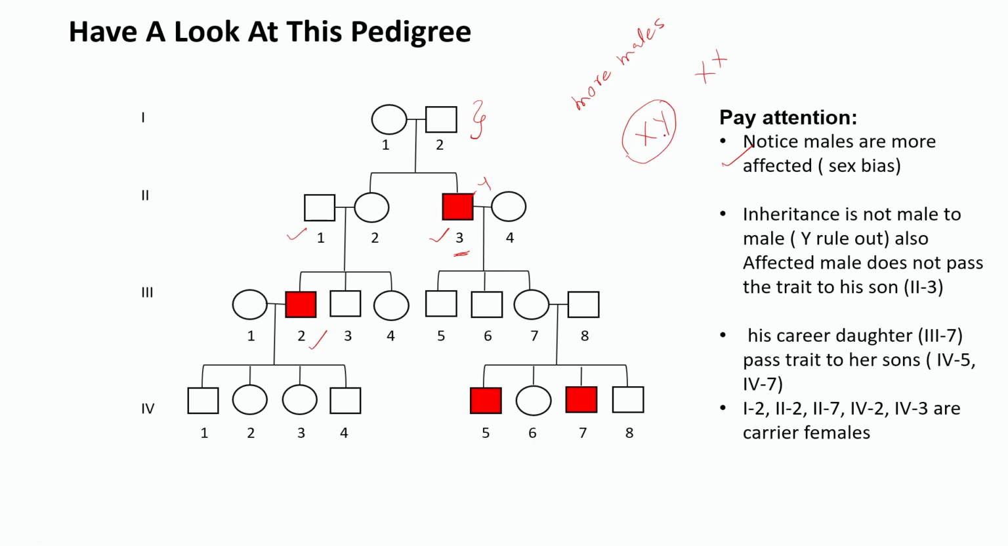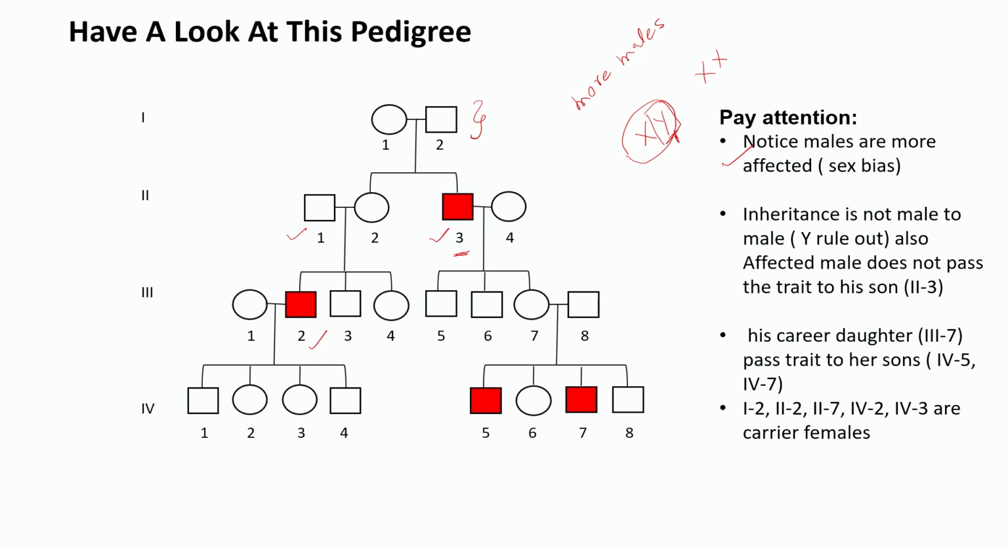So you can see that if the inheritance is because of this Y chromosome, then these males should be affected, right? But they are not. So we already rule out that this is a Y-linked inheritance. So male inheritance we can clearly rule out, and the same thing you can see in the next generation.